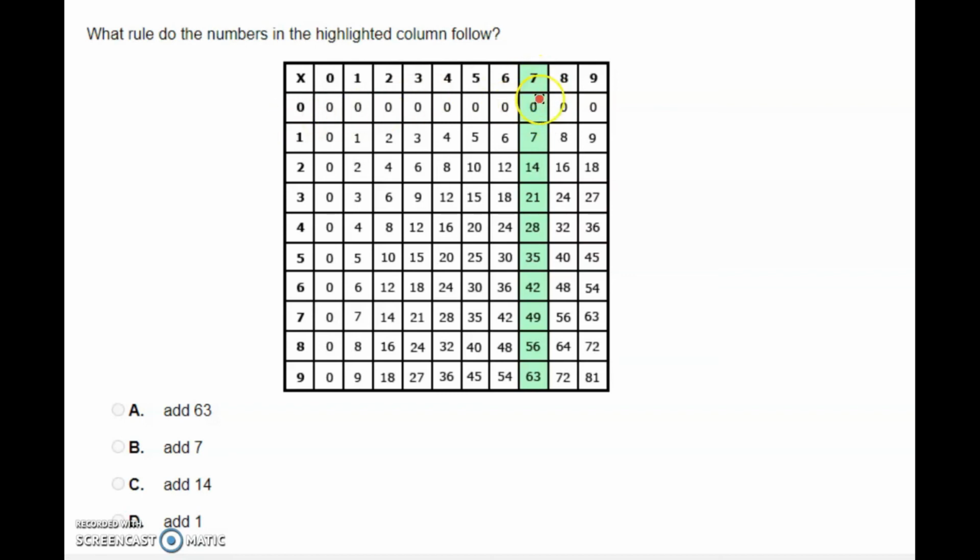But 7 times 0 is 0. Okay, 0 jumps to 7. From 7 goes to 14. From 7 to 14 is 7. From 14 to 21 is 7. So basically you are adding 7 to every product you find. Let's see our options. Option A, add 63. That is not correct. Add 7. That is correct. Add 14. That's not correct either. Add 1. Also not correct.